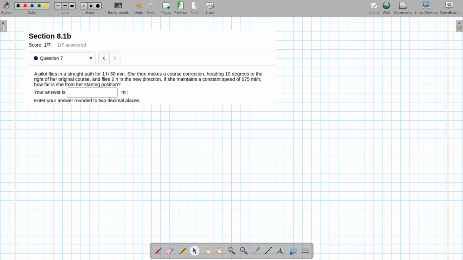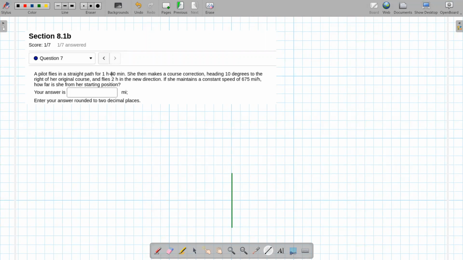Okay, so let's see. Flies in a straight path for a while, then 10 degrees to the right of her current position. So I guess I'm going to make this picture vertical. So we start flying and we fly for a while. For how long? An hour and a half. So maybe let's say 1, 2, 3, 4 is an hour, and then 1, 2 is an hour and a half. So she gets to there.